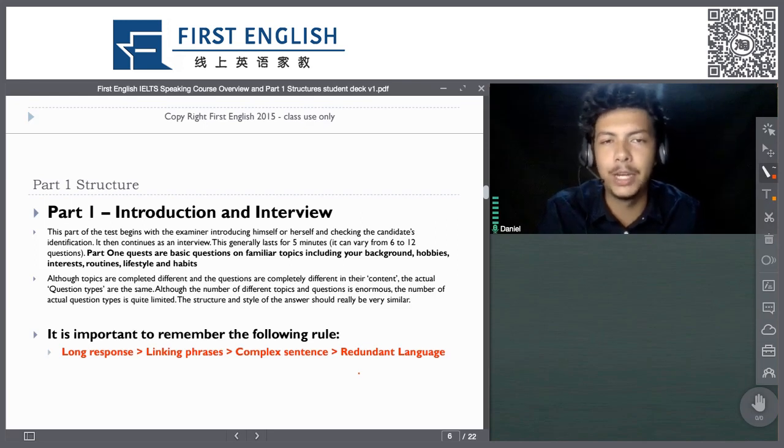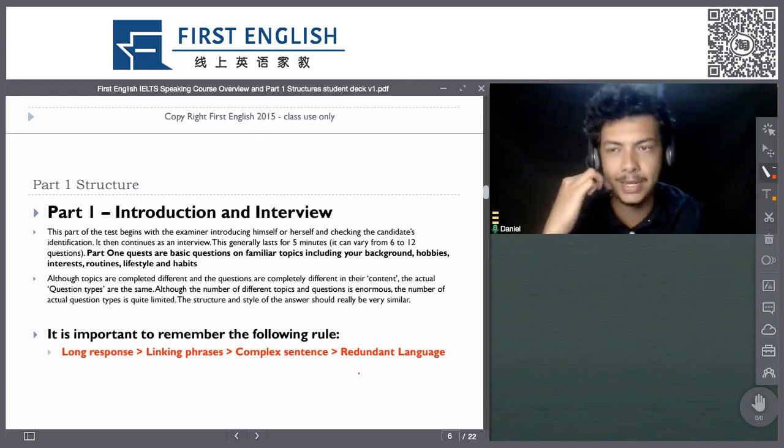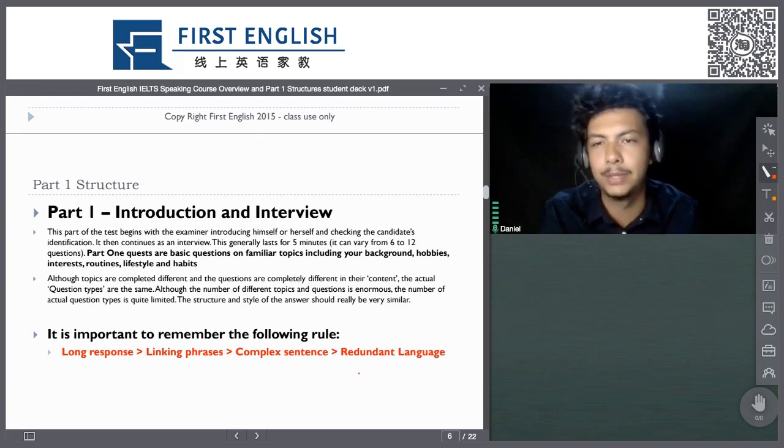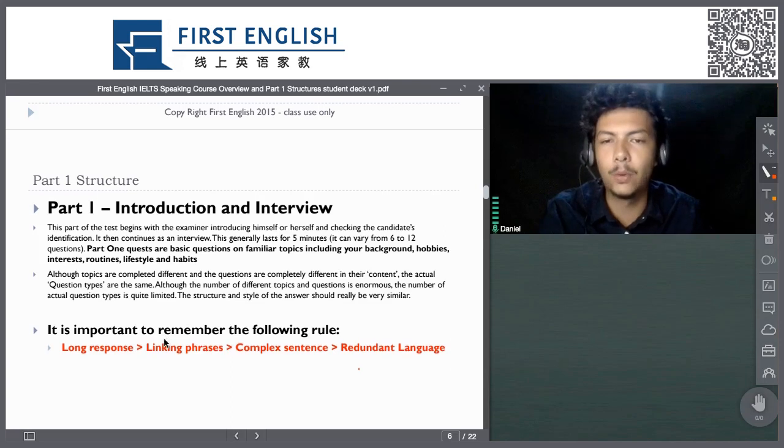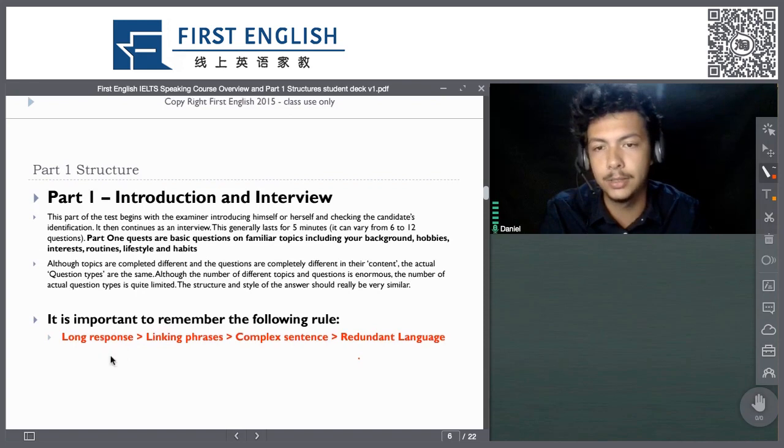But all the questions to be potentially asked will be congruent to specific question types. And the structure, style, and manner in which you should answer these questions will generally be the same. That's exactly what we're going to break down and describe today. Before I get into that, it's important to follow this rule: your answers should be long responses with plenty of linking phrases, complex sentences, and redundant language.